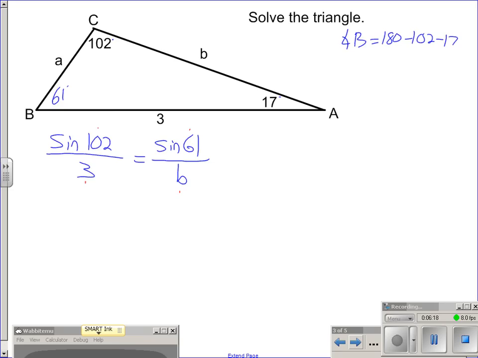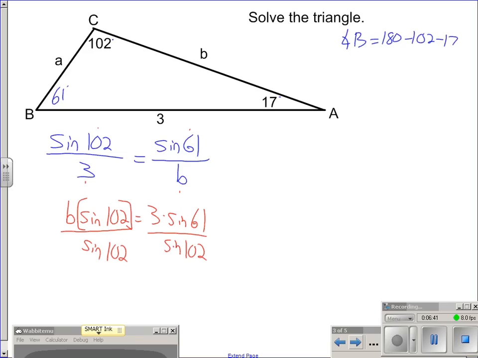All right, so we got a fraction equal to a fraction, cross multiply. B times the sine of 102 equals 3 times the sine of 61. We are trying to solve for B, so I'm going to divide by the sine of 102. Remember, the trig function of an angle measurement is all one quantity. You don't take a number out of it, you don't put a number into it. So then we divide by the sine of 102.